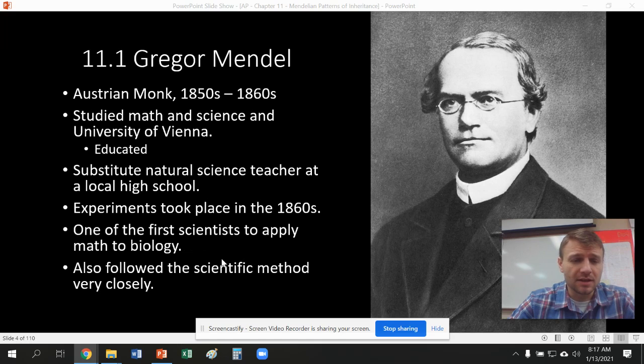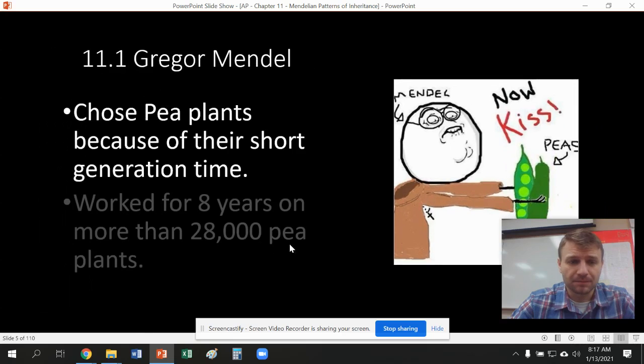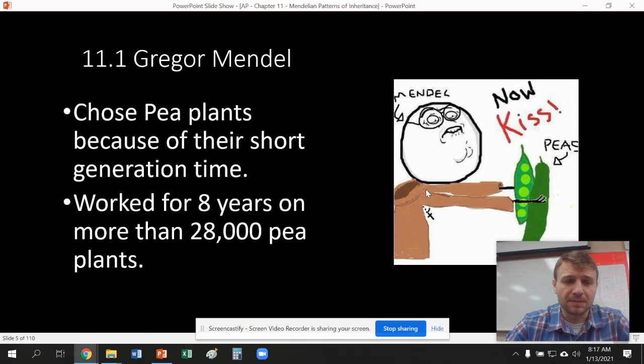So he did a really important experiment within genetics on pea plants. We're going to talk about those pea plants here in a little bit. But he chose pea plants because they have a short generation time, so it means that they can reproduce very quickly, and they have very distinctive phenotypes. He worked with these pea plants for over 8 years and collected 28,000 pea plants and their data. So he had a lot of data, which was really crazy for the time.